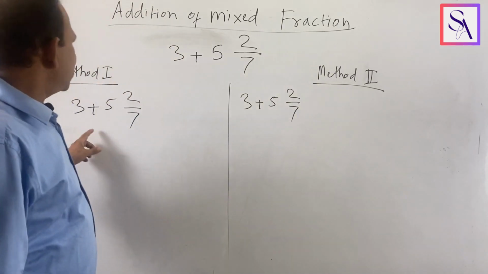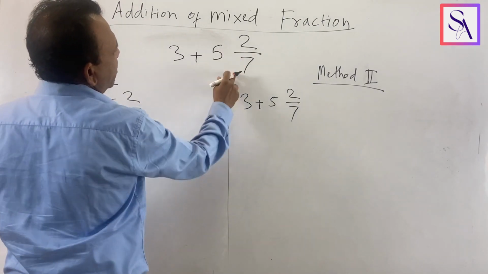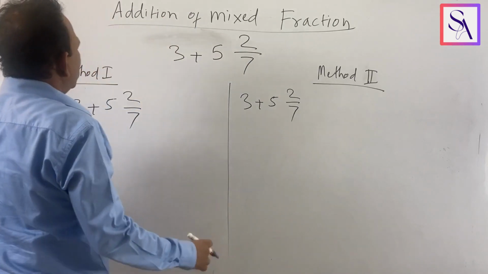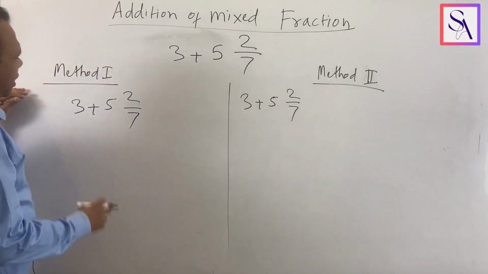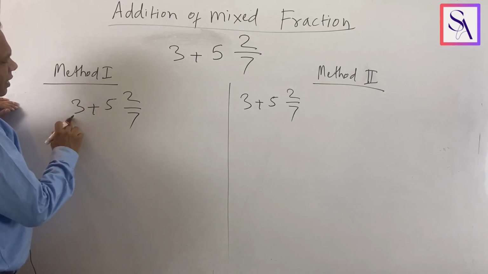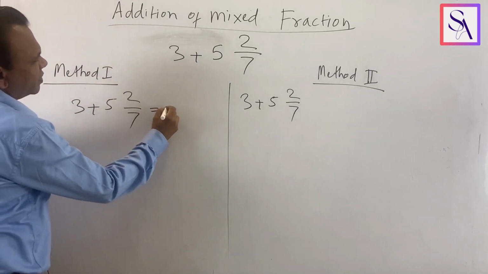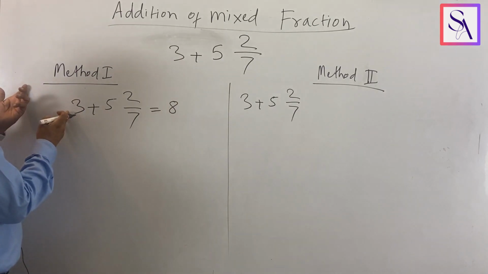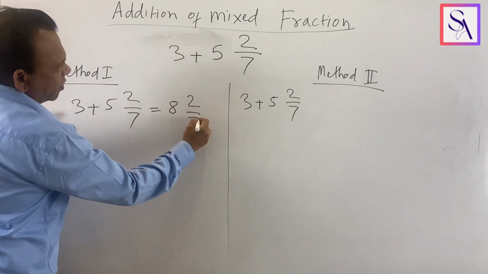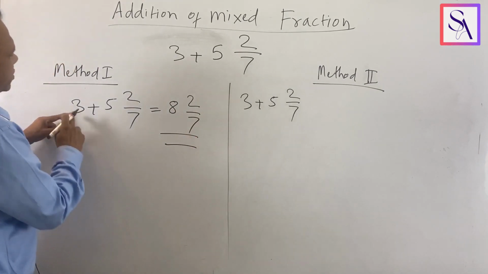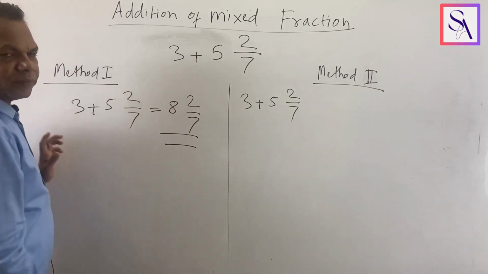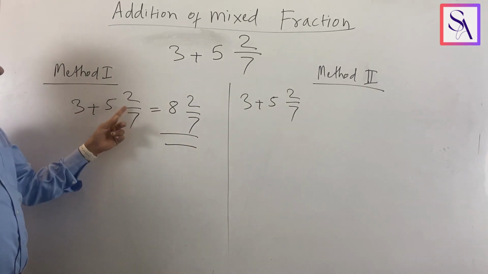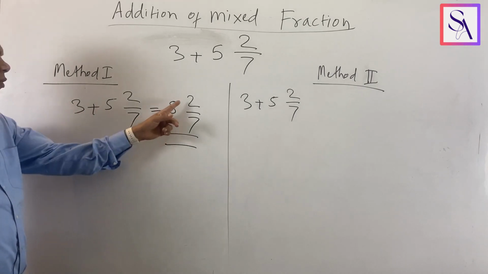So we will take another example so that your concept of adding a mixed fraction will be clear. So another example is 3 plus 5 2 by 7. So now one is a whole number and another is a mixed fraction. So how to add this? By first method I am just adding whole numbers. 3 plus 5 is 8, and if I take 3 here, nothing will remain, right? So 2 by 7 will be there. So this is the answer. Just 3 plus 5 is 8, 2 by 7. Simple, because there is no fraction for 3 to add with this 2 by 7.